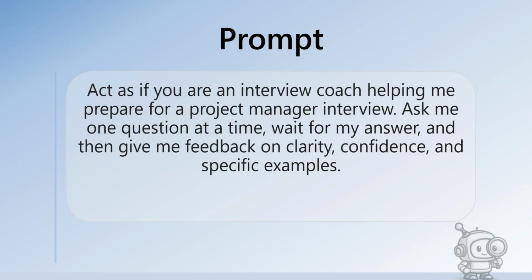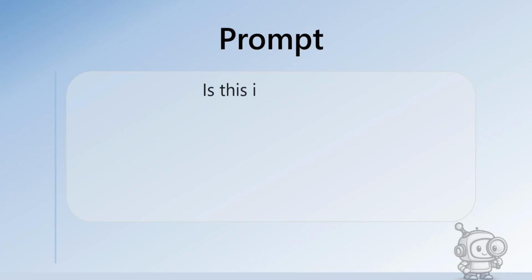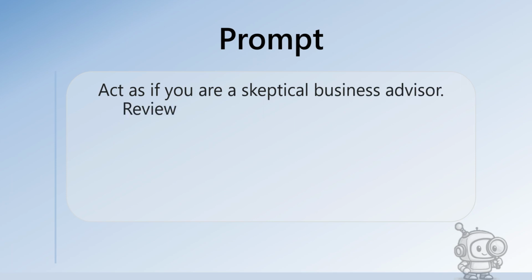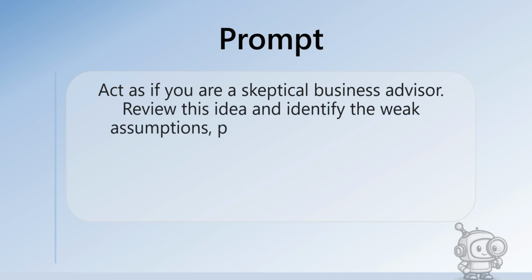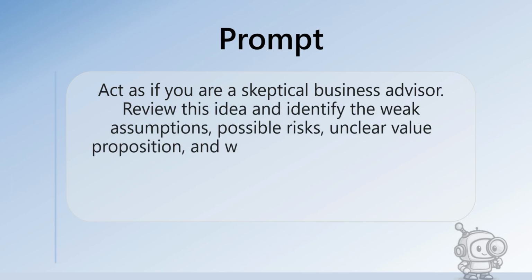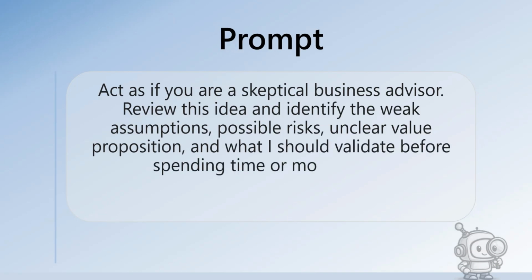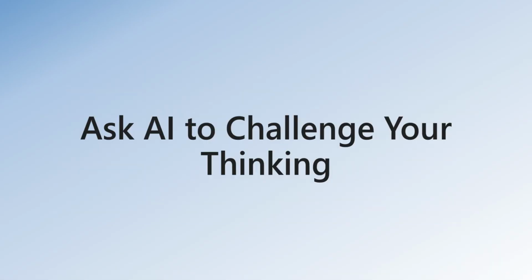For another example, we can ask AI to act as a skeptical expert. Instead of asking, is this idea good? Try, act as if you are a skeptical business advisor, and then set expectations. This is one of my favorite uses because it helps you avoid the echo chamber problem. AI can be very encouraging, but sometimes you need it to challenge your thinking. By assigning the role of a skeptical expert, you are giving it permission to be more critical and useful.